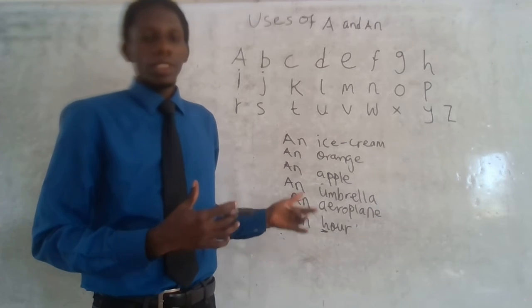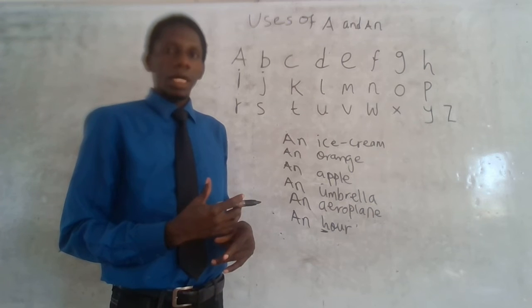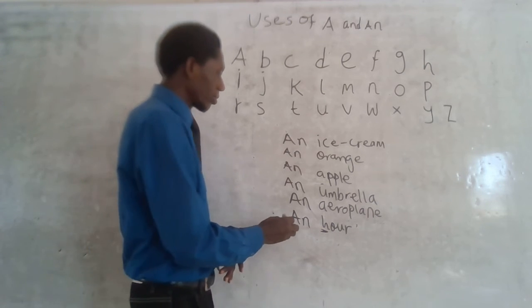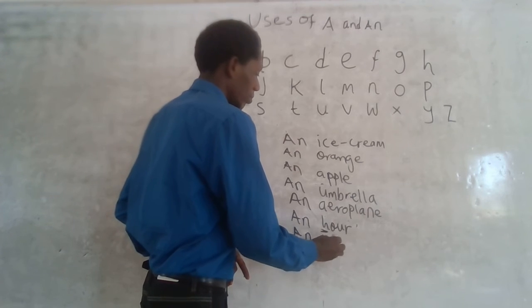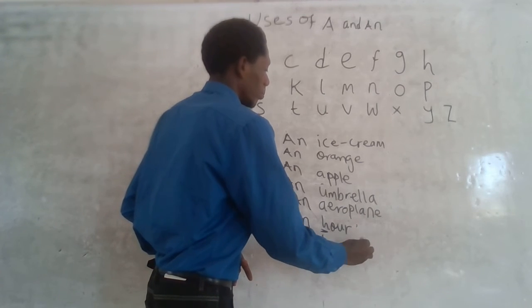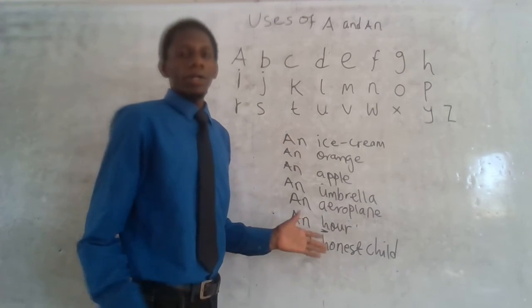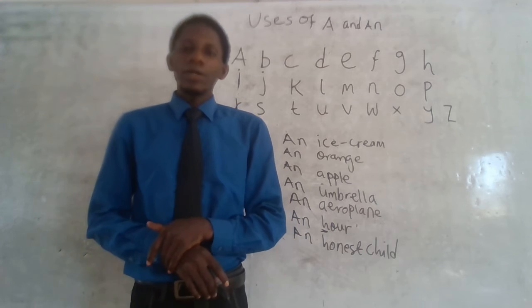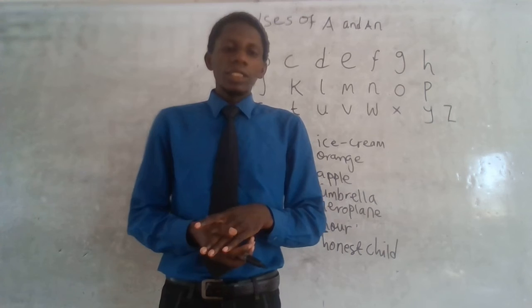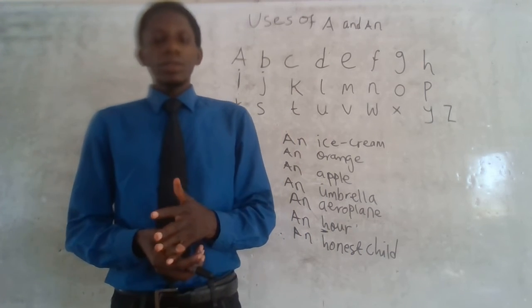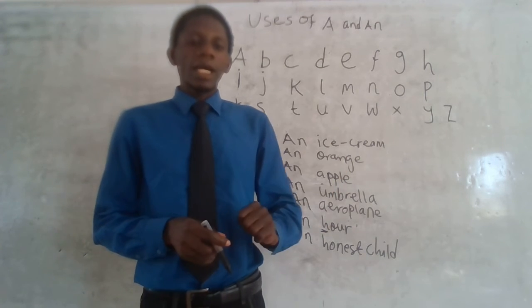All right, words like an honest man, an honest child. So the article an can be used if the first letter is a consonant but is silent.